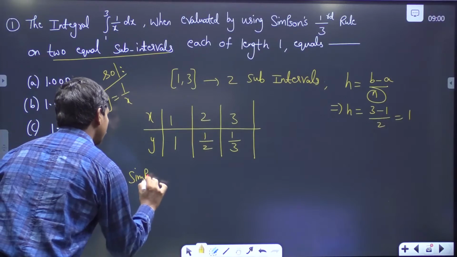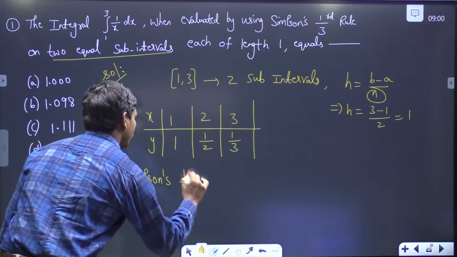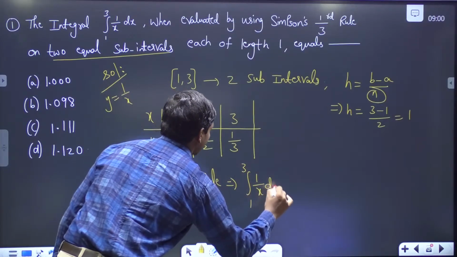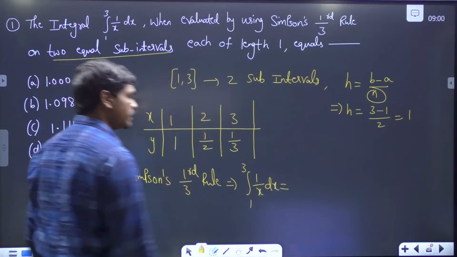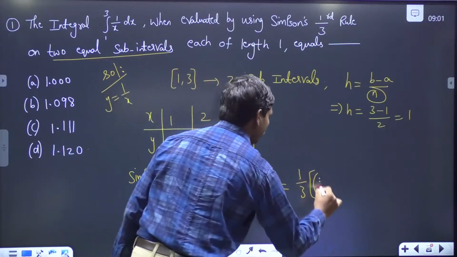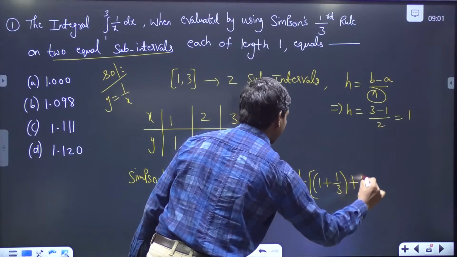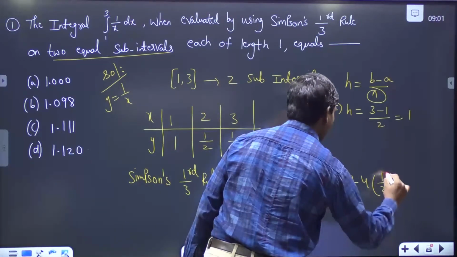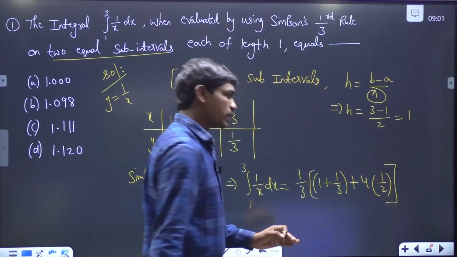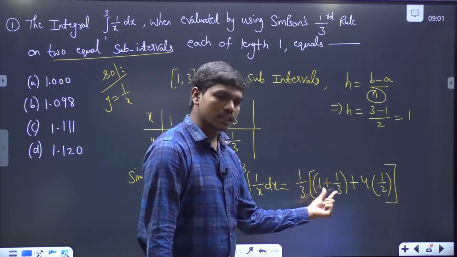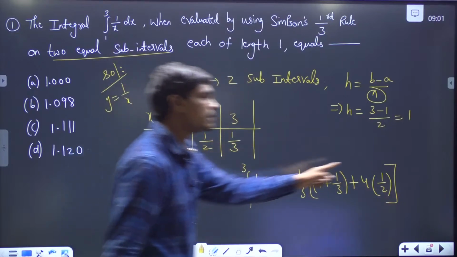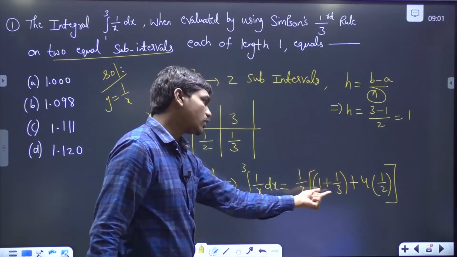So let us apply Simpson's 1/3 rule. The integral from 1 to 3 of 1 by x dx is equal to h by 3, h is 1, so 1 by 3 into (y0 plus yn: 1 plus 1 by 3, plus 4 times y1: 1 by 2). There is no plus 2 times y2 because y0 and yn are already utilized here. One very important thing in applying these integration techniques is that the values which are already considered once should not be considered again. It's not like since this is y0, y1, y2, I write plus 2 into y2 again, because this yn is already taken here.